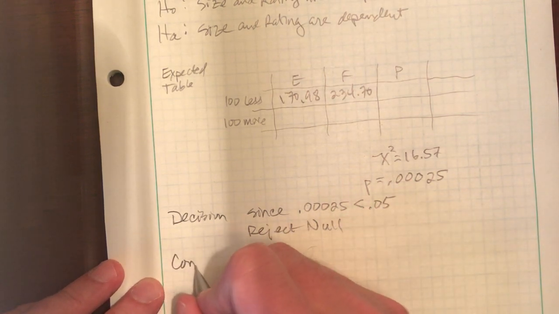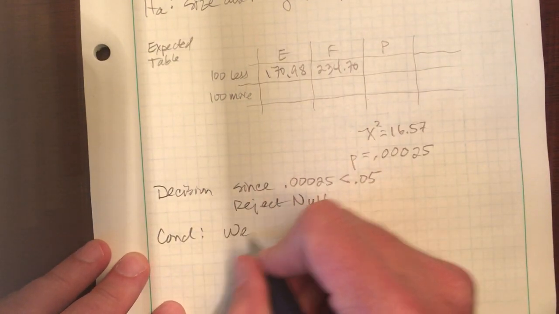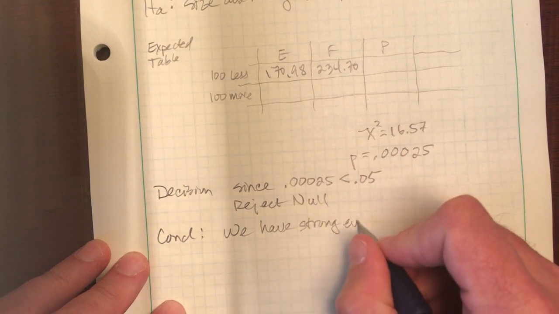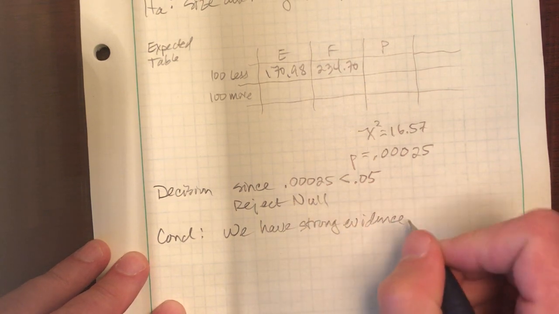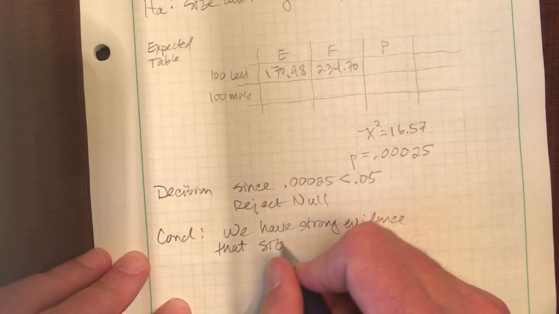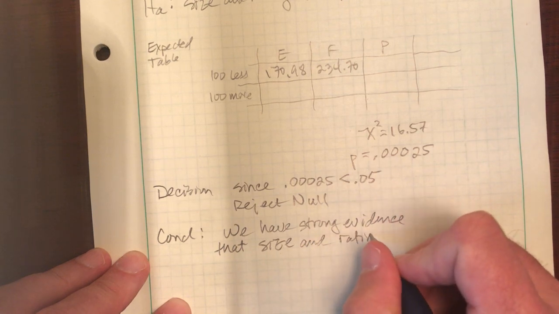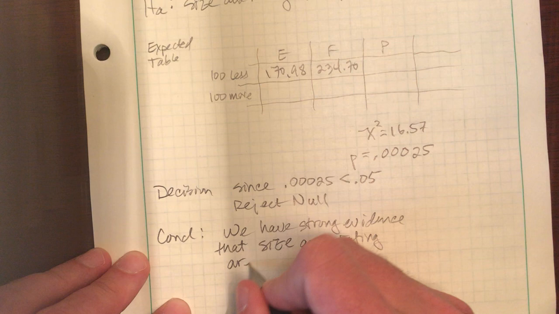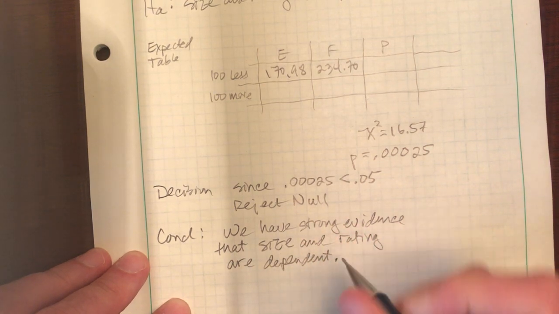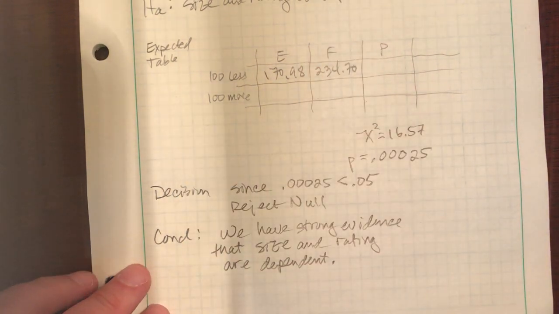My conclusion, we have strong evidence that restaurant size and restaurant rating are dependent, meaning there is a relationship between the size of a restaurant and how it gets rated by its customers.